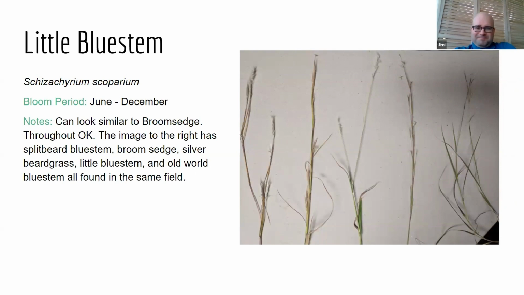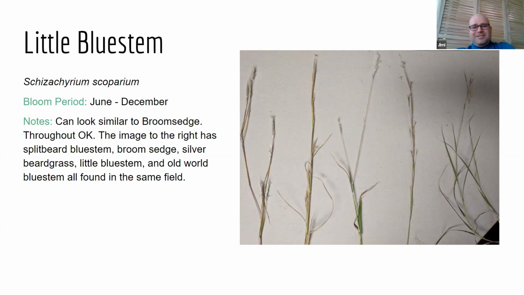Now, little bluestem, I think, is a very pretty grass, and you will see it occasionally on the roadsides. I think as you get further south into the state, you'll see a lot more of it. It can look similar to broom sedge, which can be found throughout Oklahoma. Sometimes their fall colorations are a little bit different.